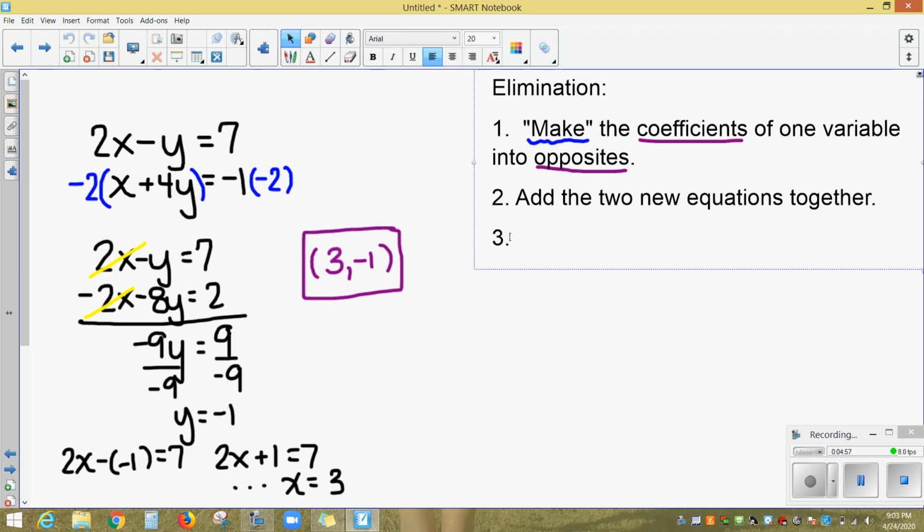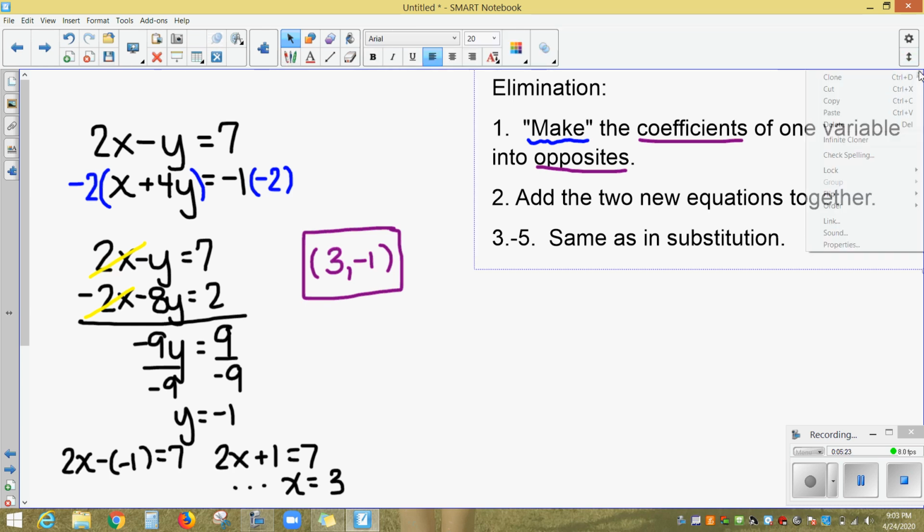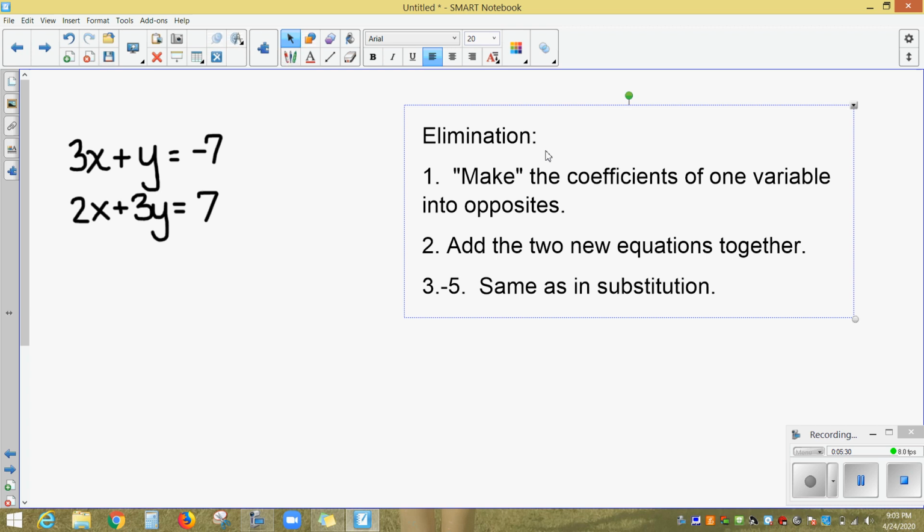Steps 3, 4, and 5 in elimination are the same as in substitution. Step 3 is solve for y. Step 4 is plug it back into the beginning and get the x. Step 5 is write your solution as an ordered pair. Let's try it again with the other system that we worked with in the last video.